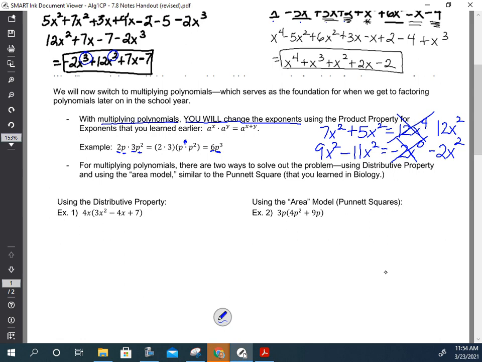So as far as multiplying goes, there are 2 ways that it's going to be shown. One of them is using distributive property. And the other one is called the area model. Area model is known as a Punnett square. I don't know where you all are in biology, or if you've talked about Punnett squares yet. We use something similar in math to multiply.